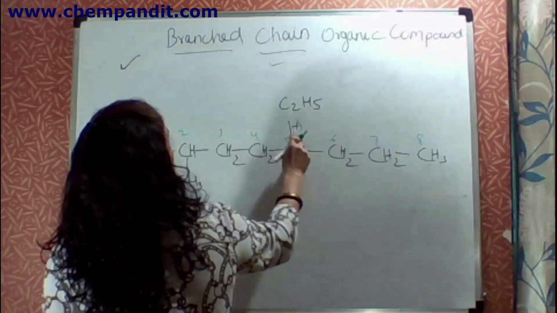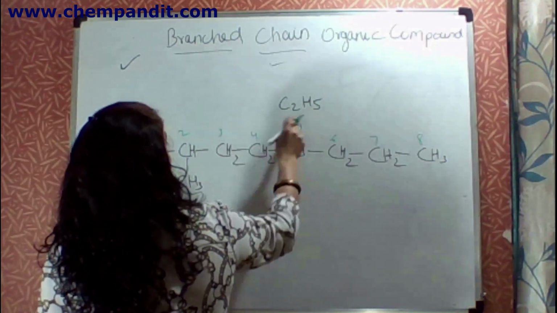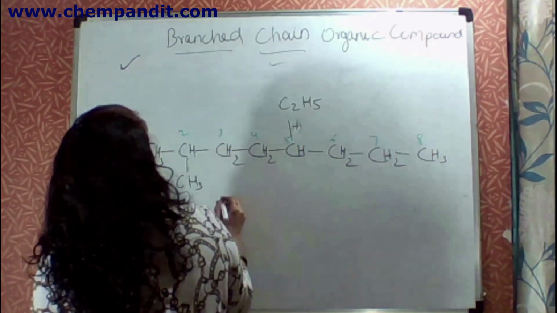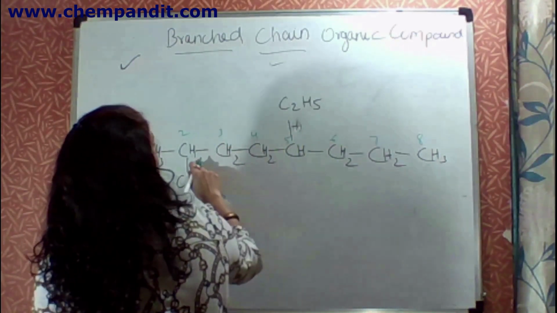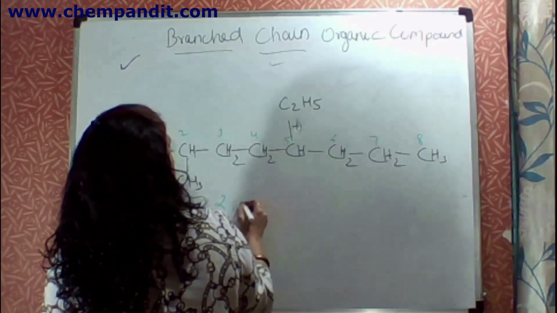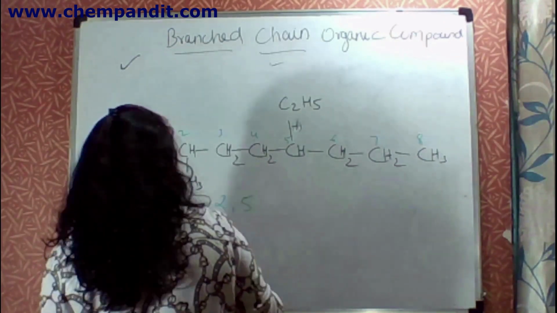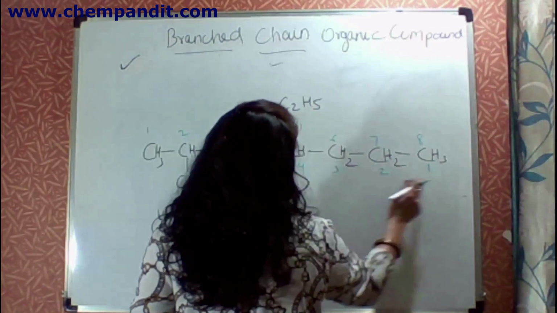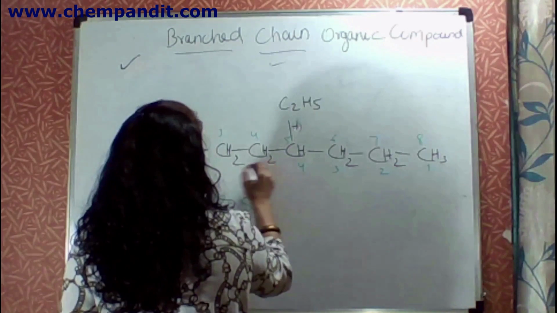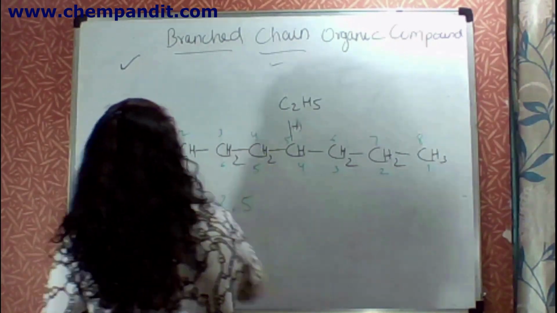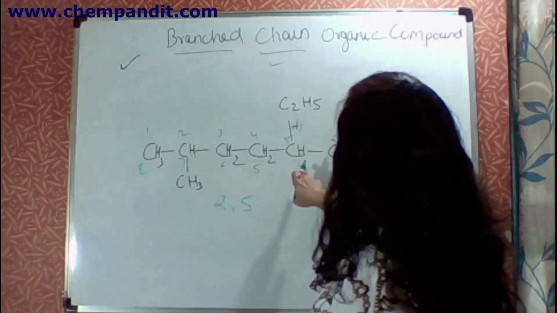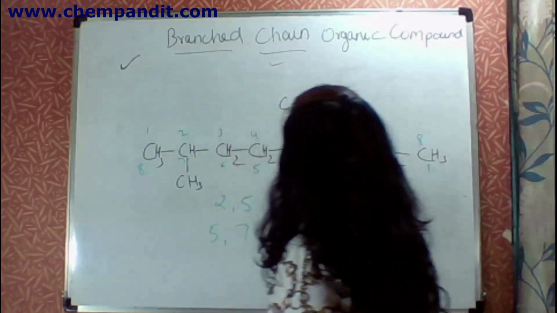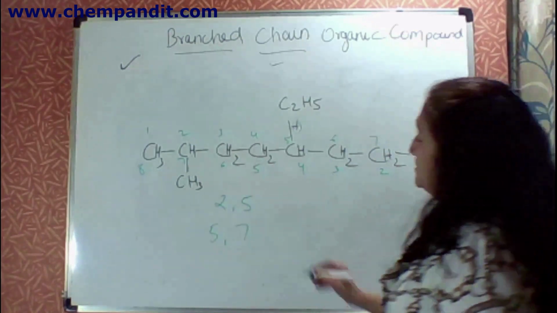Let's find out the position of both the substituents. Methyl group is getting a position of number 2, and here we are getting the positions 2 and 5. If we count the other way round from right to left, let's number it 1, 2, 3, 4, 5, 6, 7, 8. In this case, the numbers will be 5 and 7. 5 and 7 position of the substituents.